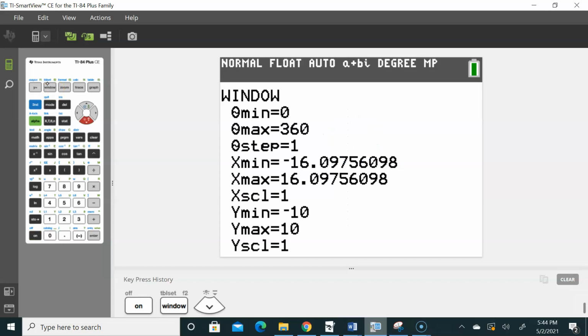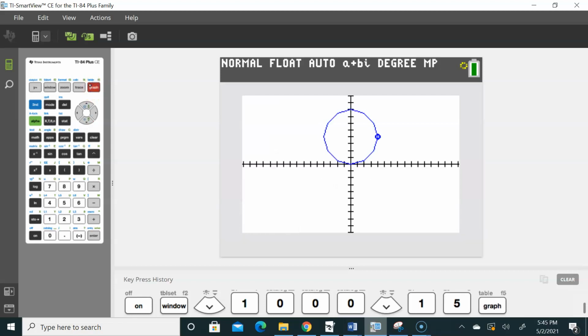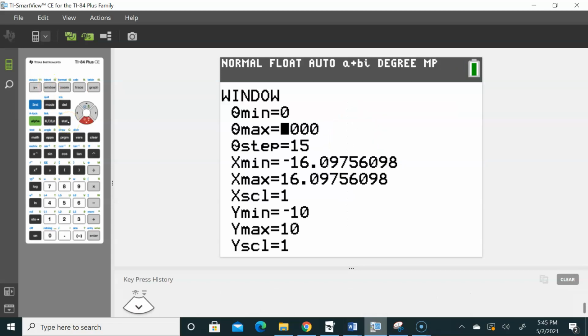Let's play with theta max. Let's go up to 1,000 degrees. And we'll make our theta step not 1. That was way too slow. Let's make it 15 degrees. And you're going to see it's going from 0 through 15, 30, 45, and it keeps on drawing until it gets to 1,000. And you notice it's a little bit rougher, a little bit more jagged.